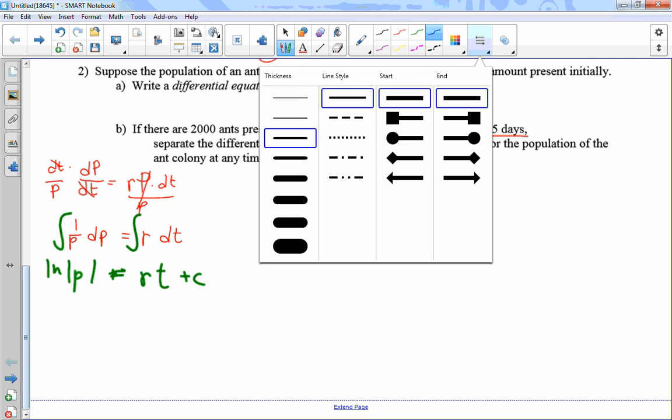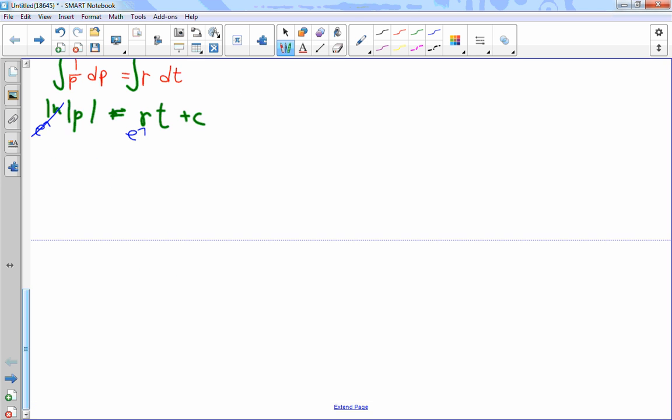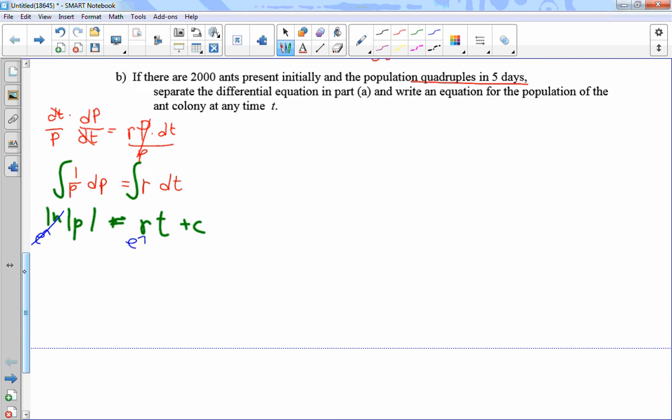E both sides. I'm just looking for a formula right now. E to the RT plus C. So P equals C e to the RT. Now if you wanted to solve the problem, we have the population quadruples in 5 days, and there are 2,000 ants present initially. Present initially means time t equals 0.